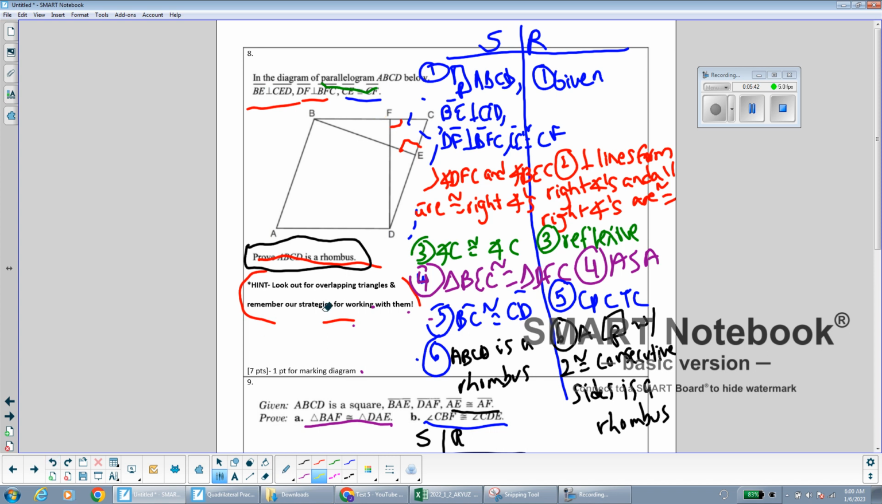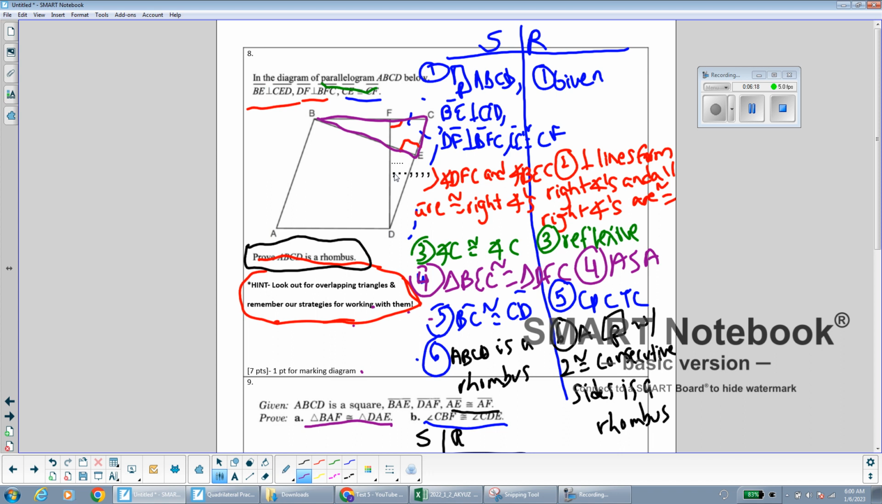Just like the hint says, I'm going to look out for overlapping triangles, and I'm going to remember my strategies for working with them. So our two strategies for working with overlapping triangles are to draw them separately and to use color. So I'm going to do both. I've already been using some color, so I'm going to highlight my overlapping triangles.